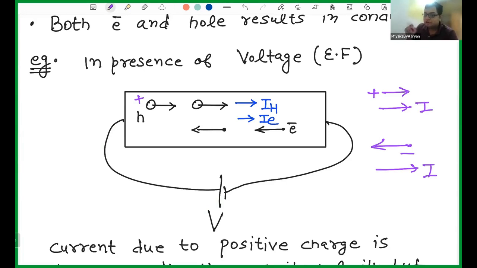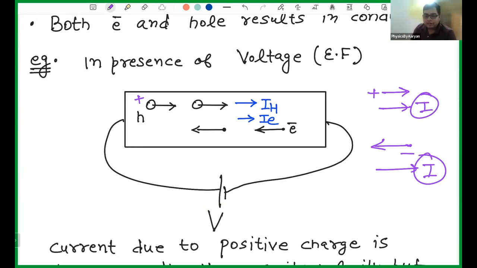But if the negative charge is moving to the left, then the current is to the right. So current is always opposite to the motion of negative charges. So you can clearly see that current is in the same direction for both of them, even for holes as well, for electrons as well. So current, because of both, will go in the same direction. So both of them are contributing towards the conductivity of the semiconductor. It's not just any one of them, but both of them are contributing to the conductivity.